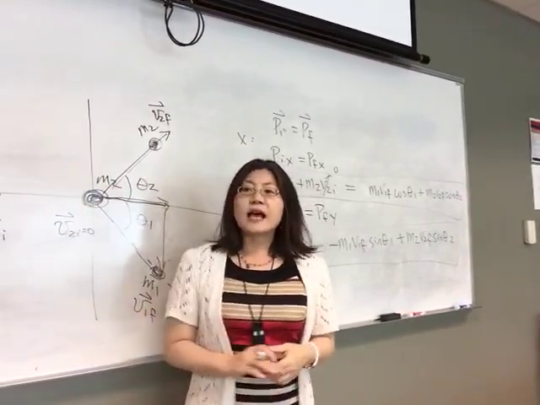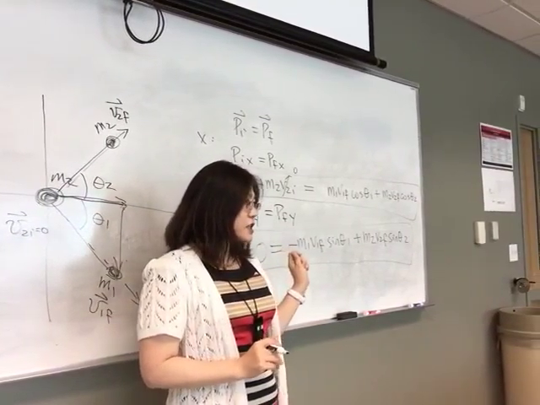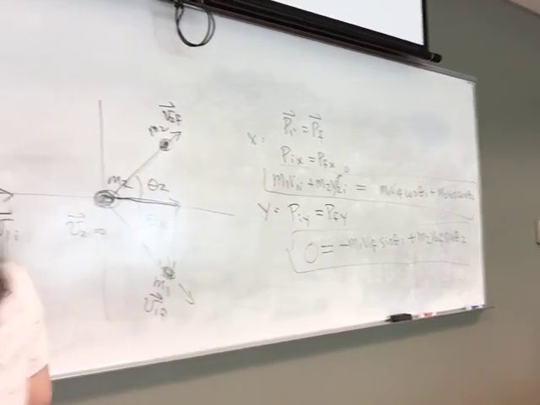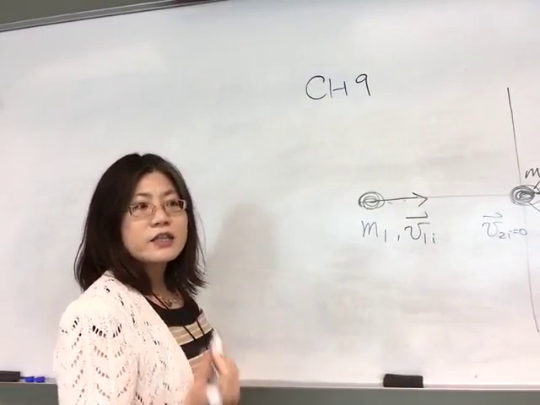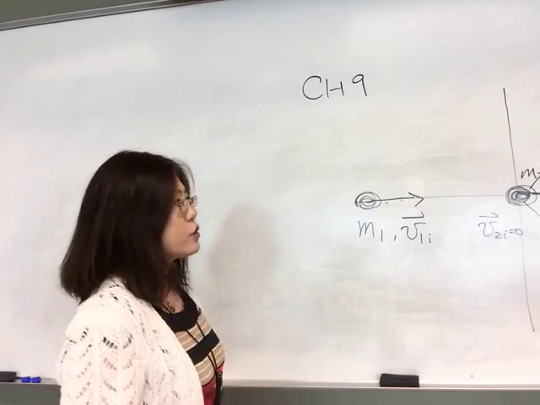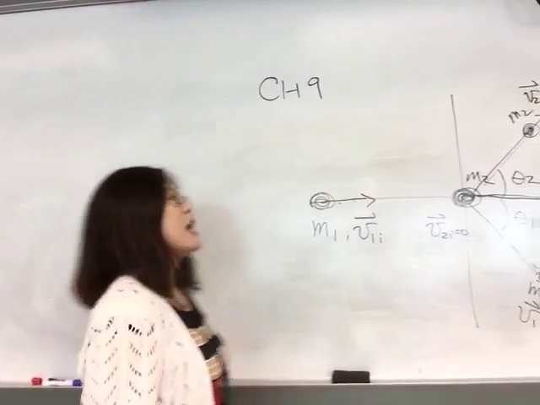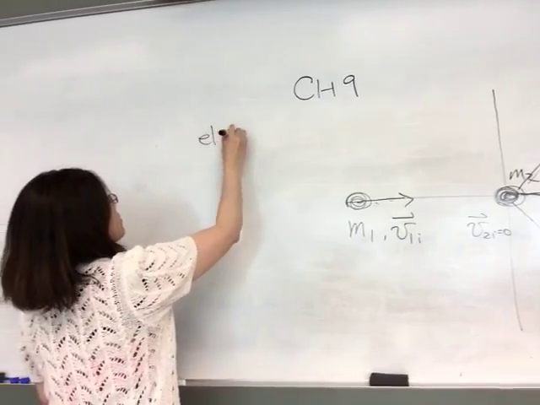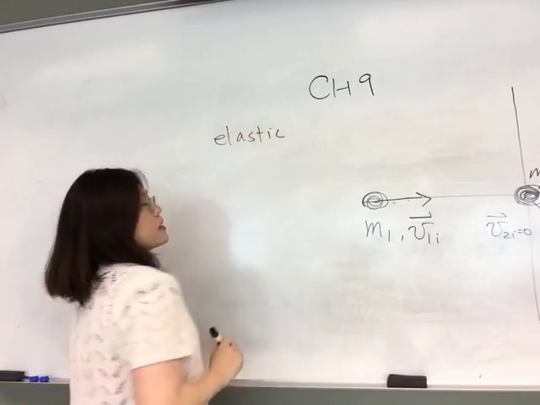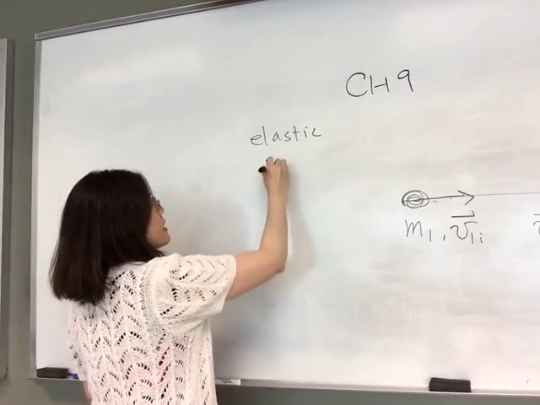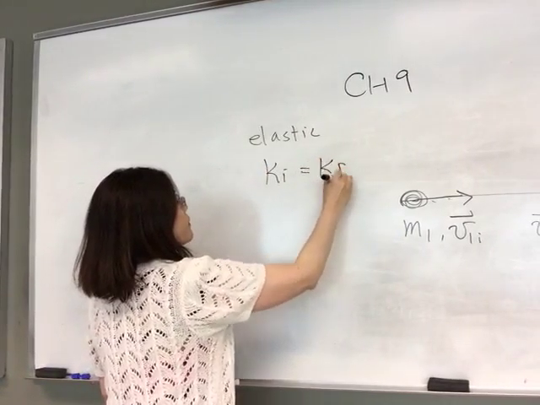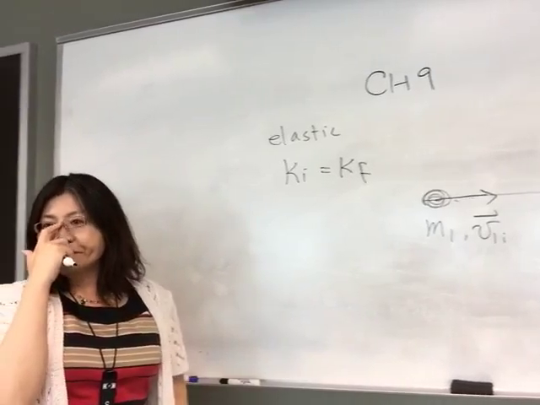Now, if the problem says that the collision is elastic, you can also have an additional equation for you. That is the conservation of energy. So let's say if this is elastic, how would you write the equation for the conservation of energy? We know that for elastic, Ki is equal to Kf. So how would you set up the equation?